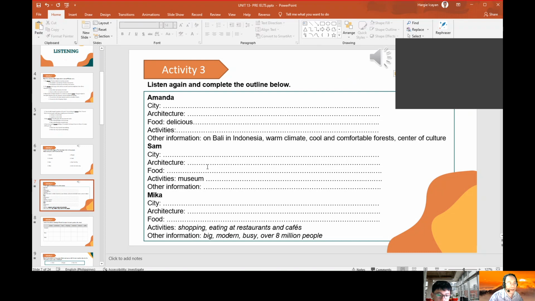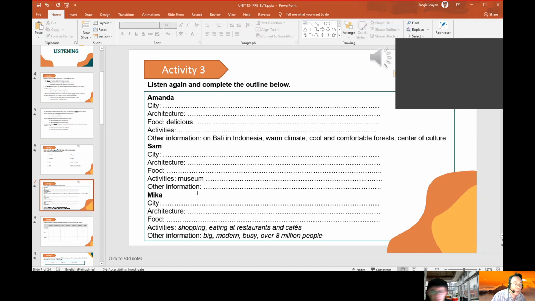Yeah, historical buildings also. What about the food? He mentioned it's delicious. Yes, it's also delicious. And activities: he went to a lot of museums. Okay, what about other information that we can give? More delicious chocolate in the world. Yes, okay. It's the best. And the best chocolate in the world is the Belgian or Belgium chocolate.